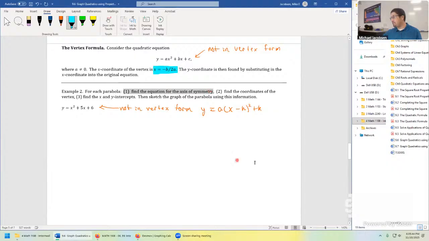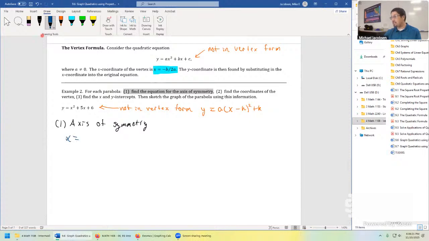So part 1 says, find the equation of the axis of symmetry. So here's the axis of symmetry part. But borrowing the idea from the last set of notes with the vertex form, the moment you have the x-coordinate of the vertex, that will give you the axis of symmetry. So really, we start off by just using the vertex formula right here. We get the axis of symmetry and half of the entire vertex in one shot. So let's write this out.